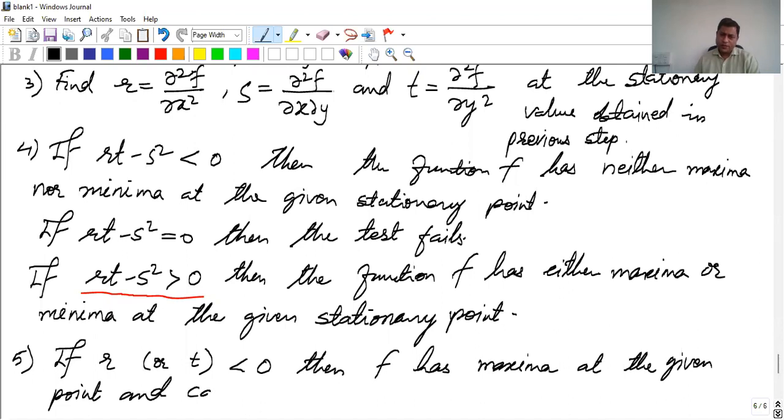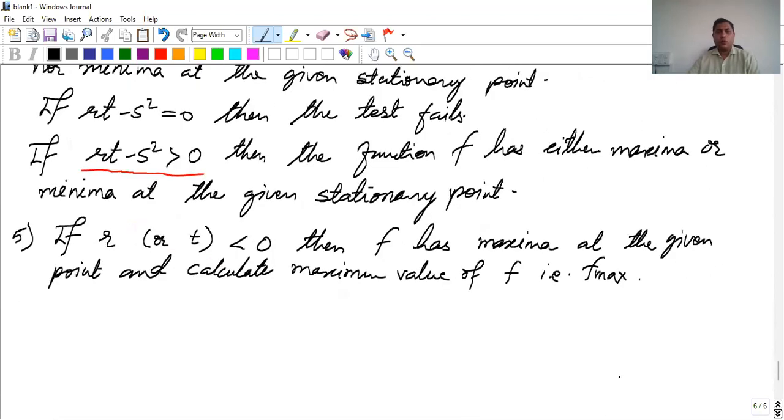And what we have to do is calculate the maximum value of F. Okay, so calculate the maximum value of F. Sir, both have to be lesser than 0, R and T both. Both will behave in the same way. So either you can test the value of F, that is F max.